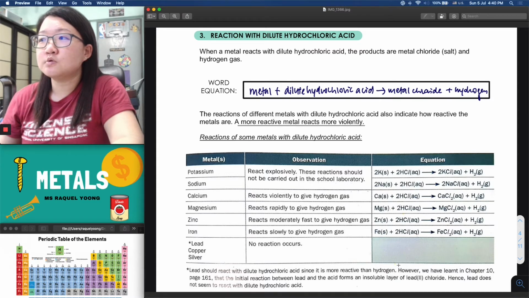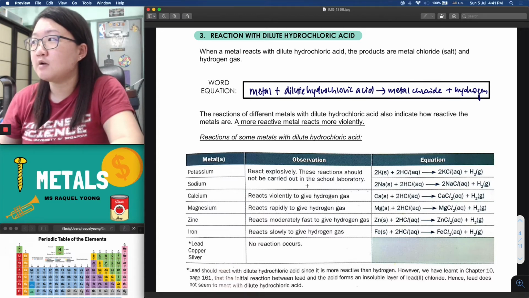So again, another table to summarize the different observations as well as the corresponding equation. Looking at the first few metals, potassium and sodium, it for sure will react very explosively. This is super dangerous and should not be carried out in a normal school laboratory. Calcium will react very violently. Magnesium reacts rapidly. Zinc will react moderately fast. Iron reacts very slowly.